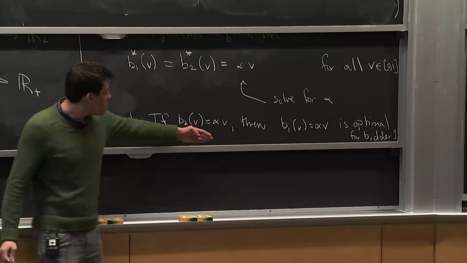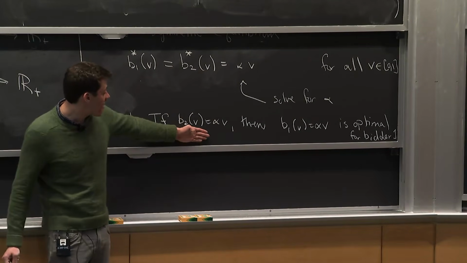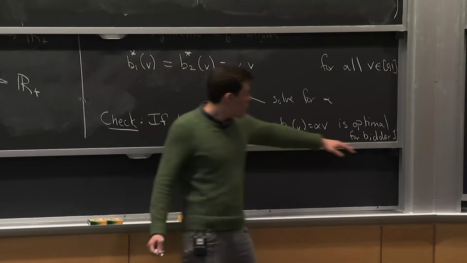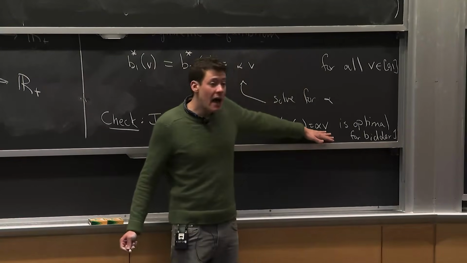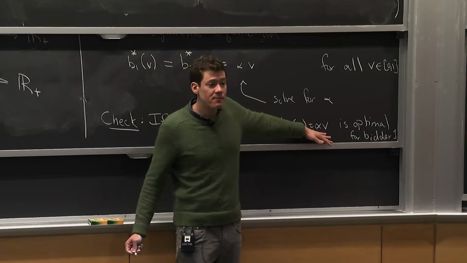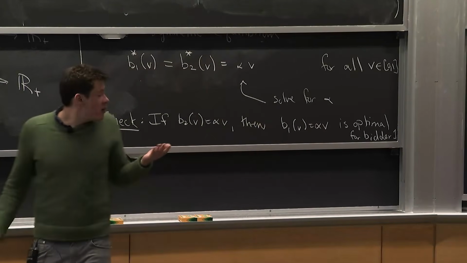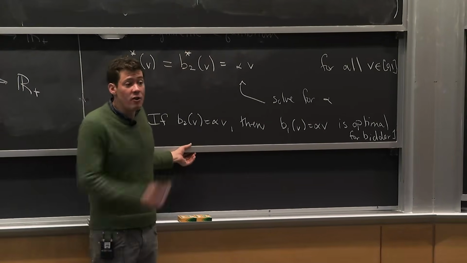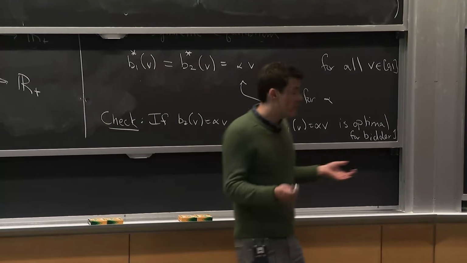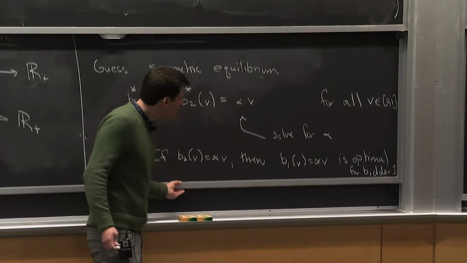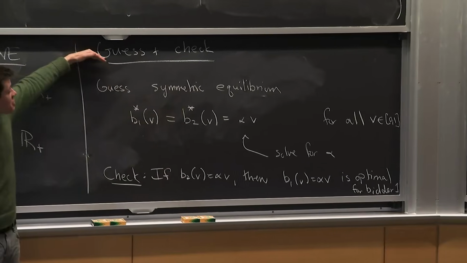So we're going to suppose that my opponent is using this strategy, and then compute what's the best way for bidder 1 to bid, and check if that happens to be the same strategy. If it doesn't work out, then that means our original guess was wrong, and there is no equilibrium of this form. If it does work out, then we'll be able to solve for alpha. So I guess that's a key step of guess and check.